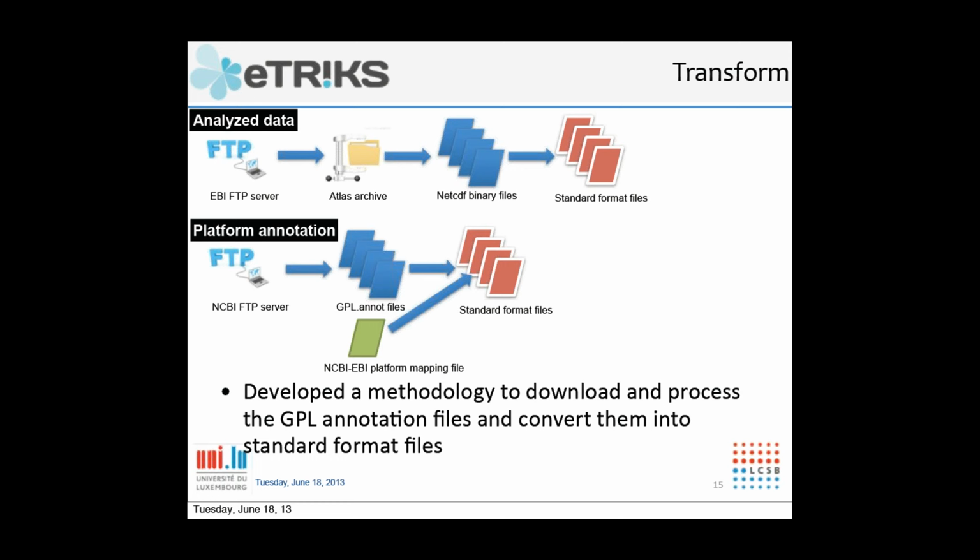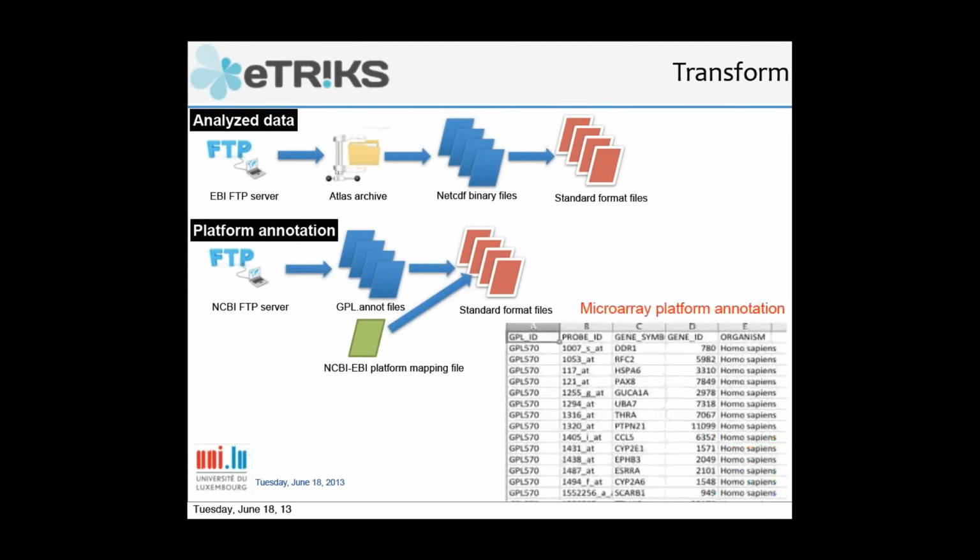The other one is the platform annotations. Here we are getting this from GEO, and we have a methodology to download and process the data to generate the standard format files. Everything is done kind of automatically in this step. ArrayExpress has its own identifiers, and GEO has its own identifiers, so we are also mapping between these two resources. And this is the example platform annotation file.